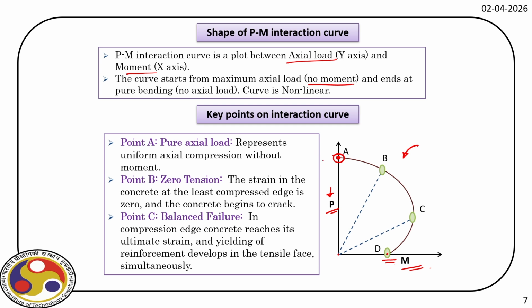Now, let us quickly go through these points marked on the schematic diagram. So, point A is the point for pure axial load, which represents a uniform axial compression without any moment. Now, point B is where we have zero tension. The strain in the concrete at the least compressed edge is 0 and the concrete begins to crack.